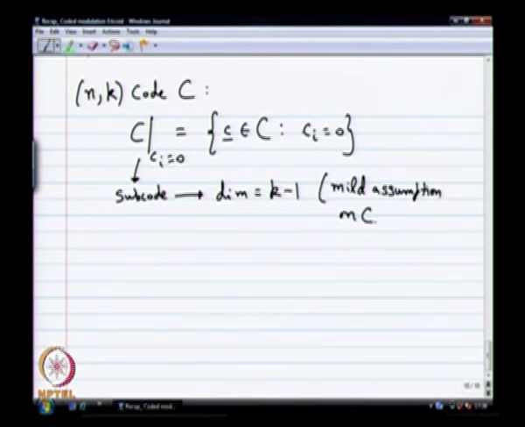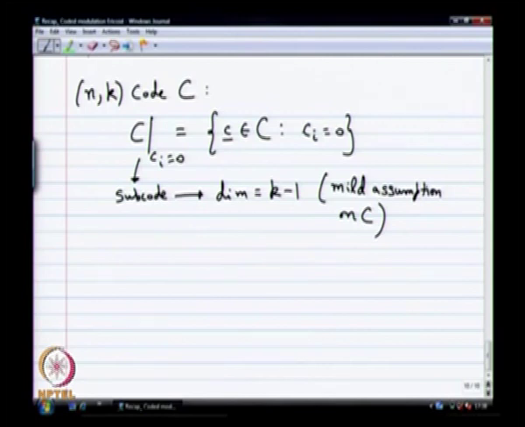On C, the mild assumption is basically that C is such that no one coordinate remains 0 all the time. If that is the case, the dimension becomes k minus 1. So why is this useful in the bitwise MAP decoder expression? The numerator is controlled by code words of this form for capital Li, am I right? The set of all code words with Ci equals 0 is exactly of size 2 power k minus 1.